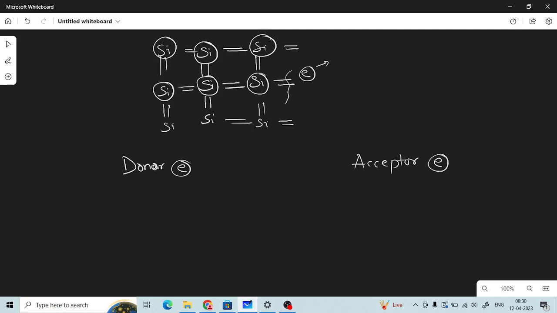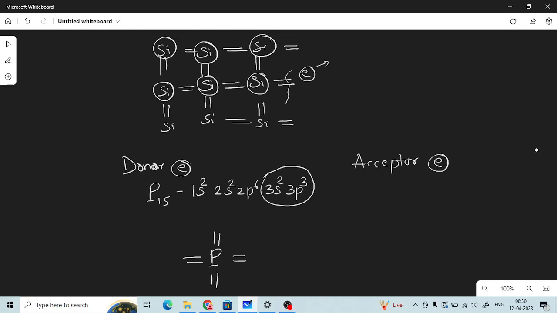Okay. So how does it happen? For example, in case of donor, we have one of the atoms. The simplest example is phosphorus, and the electronic configuration will be 1s2, 2s2, 2p6, 3s2, and 3p3. So out of these 5, the 4 electrons will combine with the silicon like this. There are 4 electrons of the phosphorus and 4 electrons of silicon. So this structure is formed.